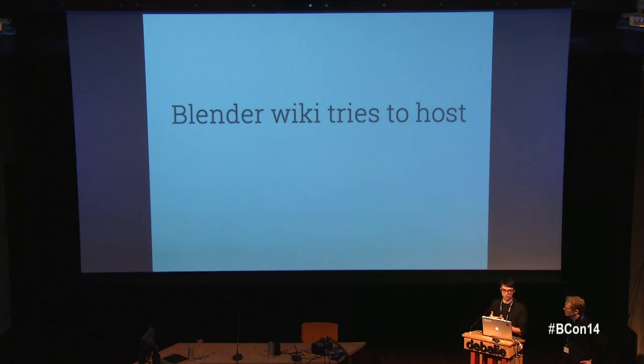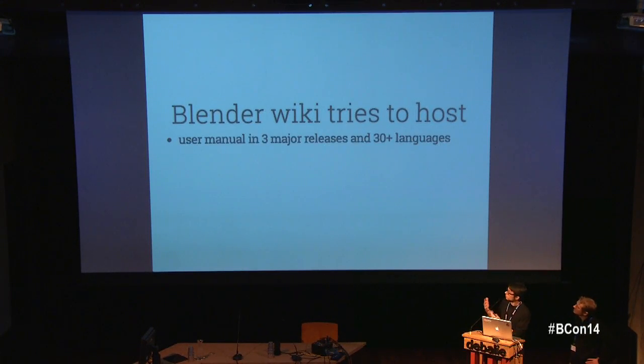And that's what the wiki is in theory. And the wiki though has some issues. The wiki basically tries to do too many things, because it hosts the user manual, which in Blender 2.4, 2.5 is half of it or something, and the other half has been moved to 2.6, and all these in around 30 languages, and you can imagine that not all of them are consistent.